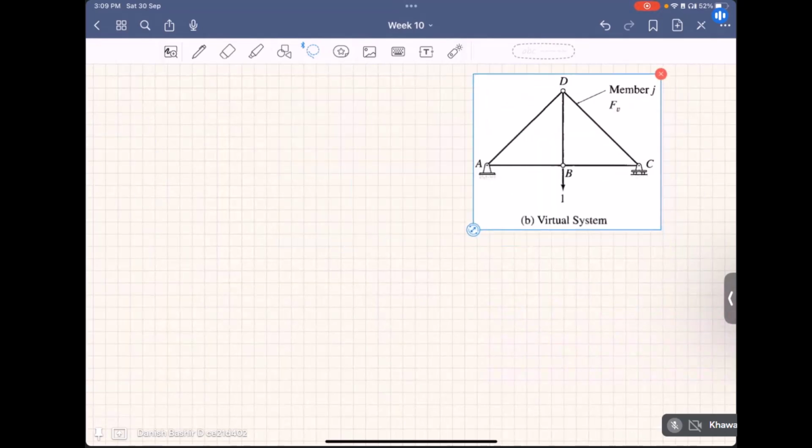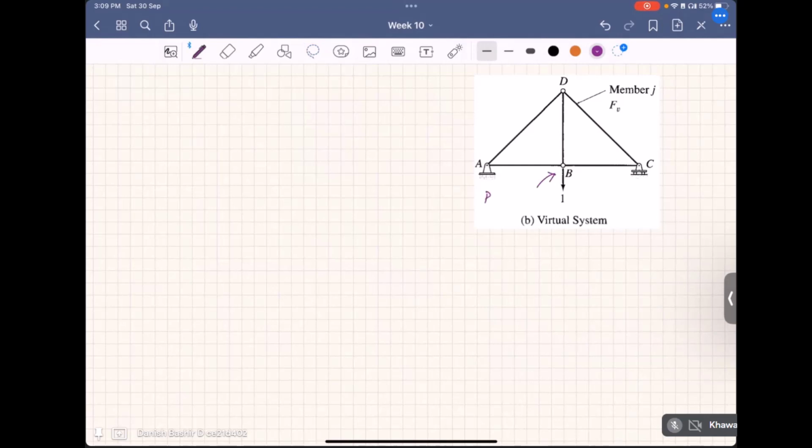As I already told, our point of interest is joint B. So at joint B, we will apply a fictitious unit load in the direction in which we are assuming that it will deflect under real loads.